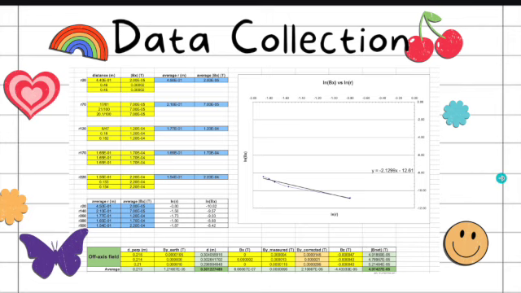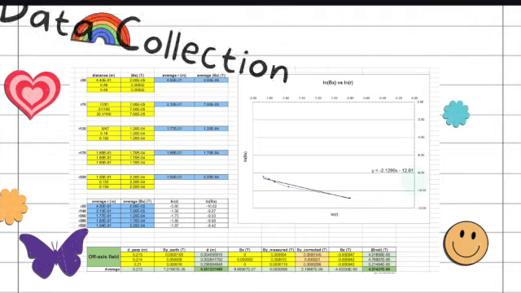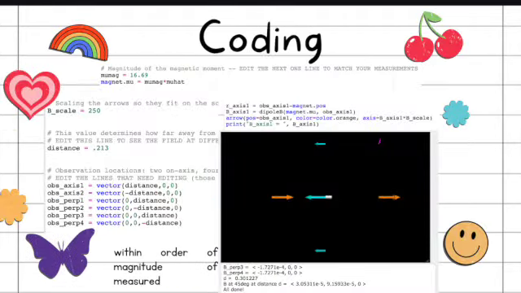We collected our data and plotted it in Microsoft Excel, and then we used the y-intercept of this plot to calculate the magnetic moment, which we found to be 16.69, as you can see in the coding portion.